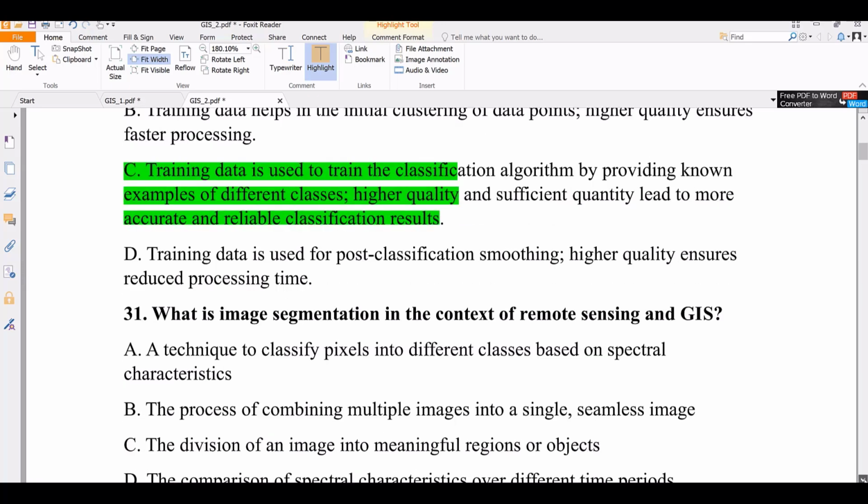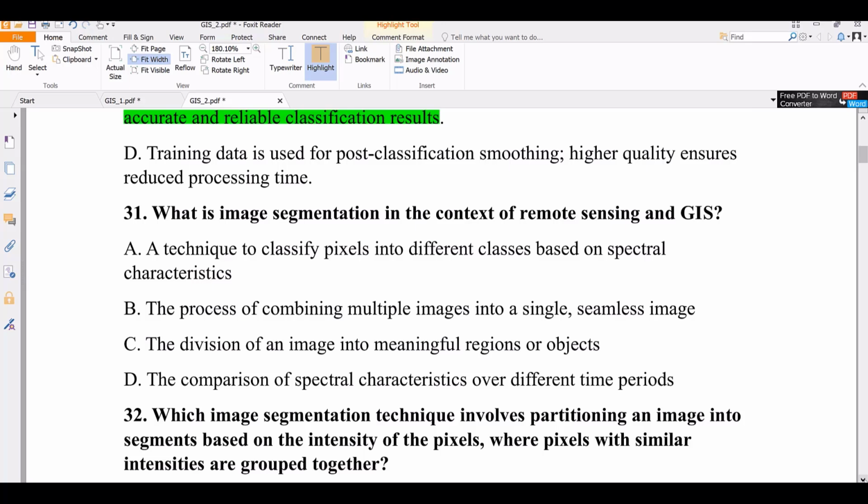Question number 31. What is image segmentation in the context of remote sensing and GIS? A. A technique to classify pixels into different classes based on spectral characteristics. B. The process of combining multiple images into single seamless images. C. The division of an image into meaningful regions or objects. D. The comparison of spectral characteristics over different time periods. So the correct answer is the division of an image into meaningful regions or objects. Okay, great.